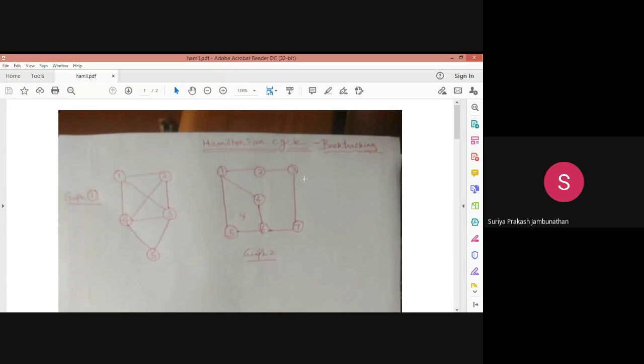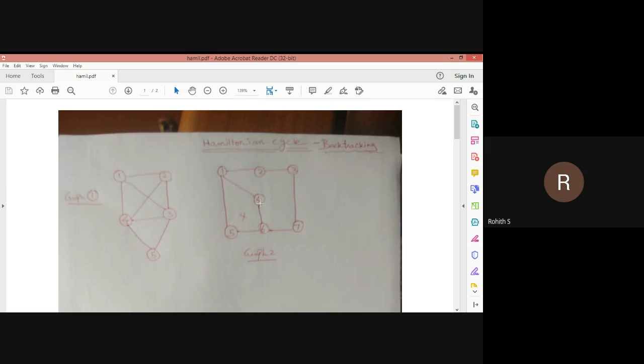Okay. Now let's see graph 2. When you're seeing graph 2, is it possible to form a cycle? When you're forming a cycle, 1 to 2, 2 to 3, 3 to 7, 7 to 6, 6 to 5, 5 to 1 again. There is a missing node, that is 4. So 4 is not visited, so it will not come under a Hamiltonian cycle.